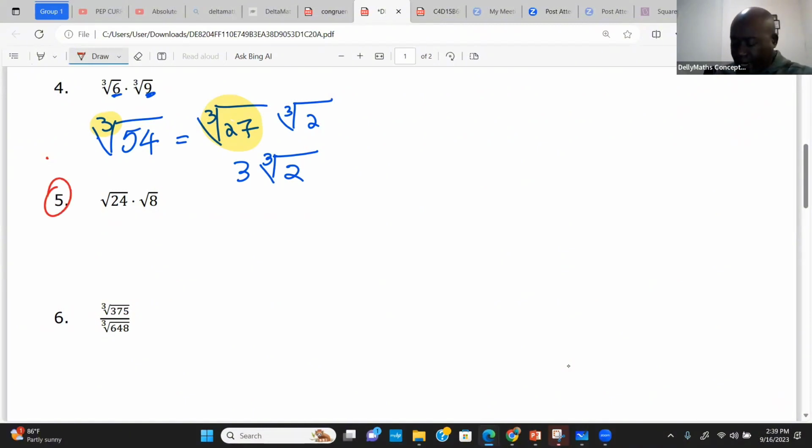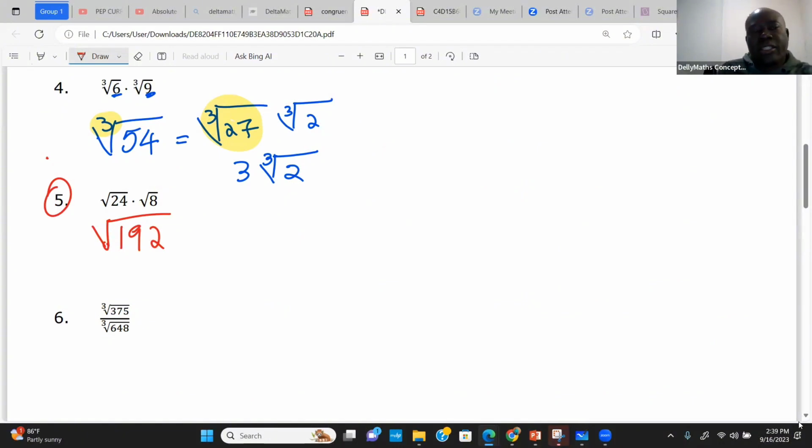So I'm going to multiply the radicands, which is 24 times 8. And 24 times 8 will give me 192. So basically, I'm trying to find the square root of 192, and I'm representing this in radical form. So it's not like I need a decimal value.